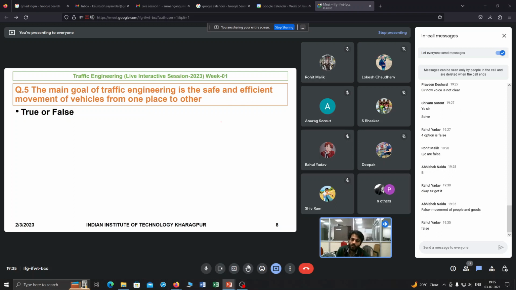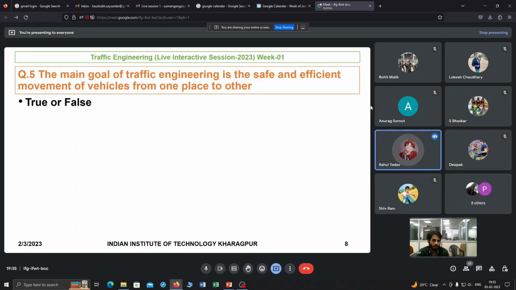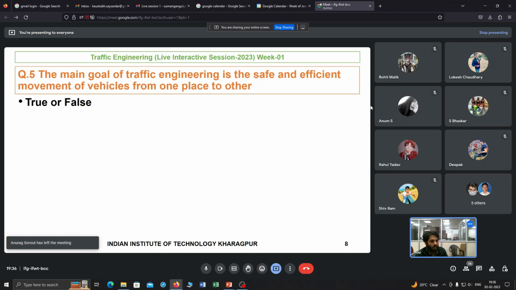Okay, I want some more answers. Maybe Rahul, you tell me why it is not. What is your take? Why is it not? Tell me. Is it that vehicle doesn't mean people as well as goods? Just tell me with more clarity why we are saying that no, vehicle is not only the people and the goods. Why is it so? Just give me an example.